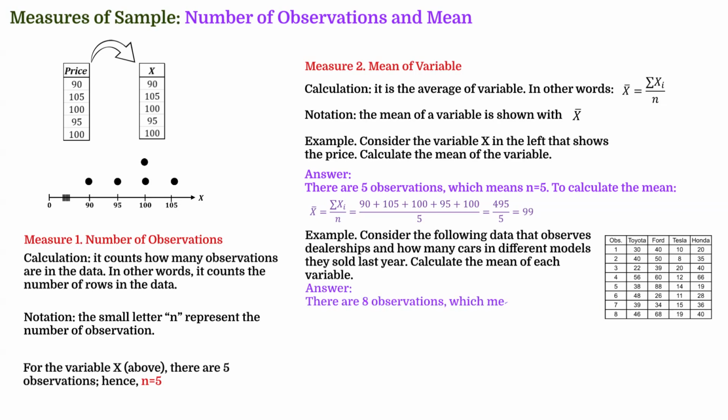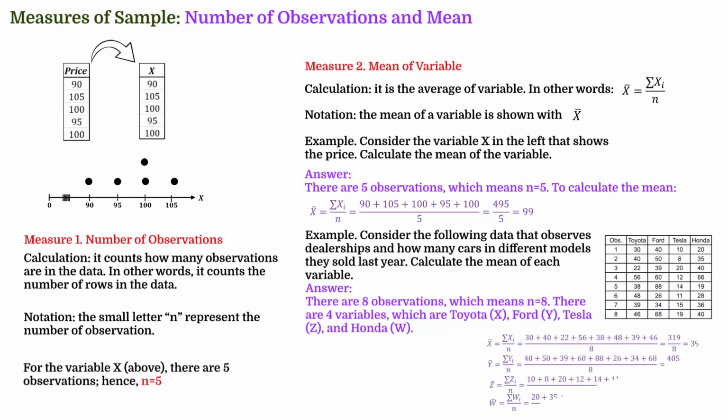Here's the answer. There are 8 observations, which means n is equal to 8. In addition, there are 4 variables, which are Toyota X, Ford Y, and Honda Z. X bar is the summation of Toyota, which is 30 plus 40 all the way to 46, which is 319 divided by n, which is 8, which turns to be 39.875. For the Ford Y bar, the same thing. We have the same results.